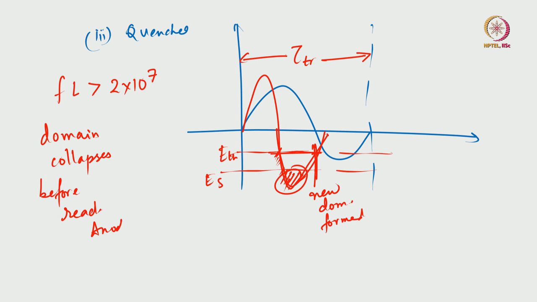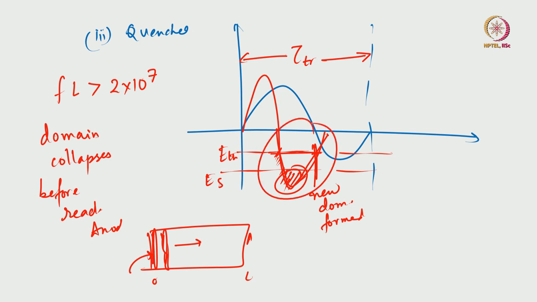Here the domain will collapse before it reaches the anode, and a new domain will form. If you have a sample from 0 to L, and this is a domain, then before the domain reaches the anode, another domain will form. That is what is happening in this picture. So that is the quenched mode.